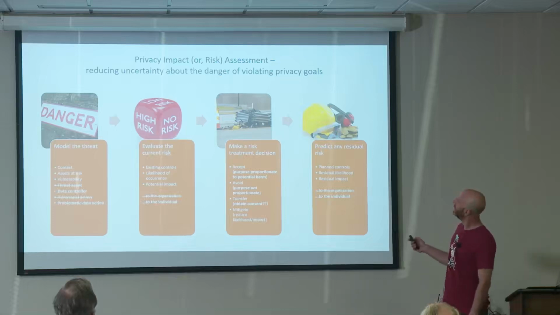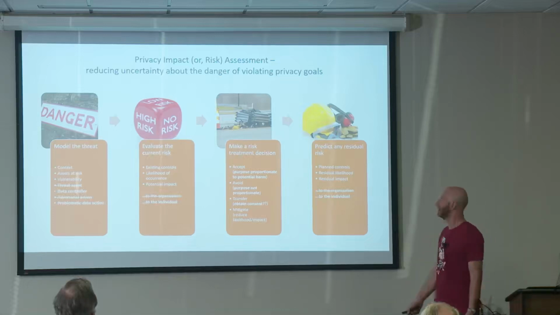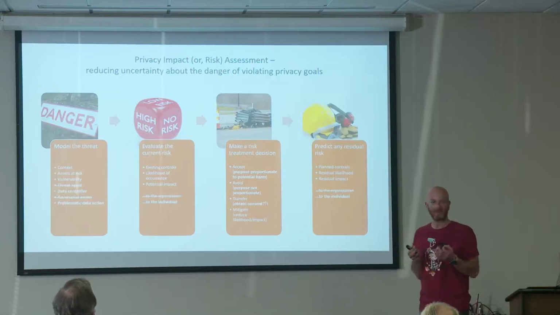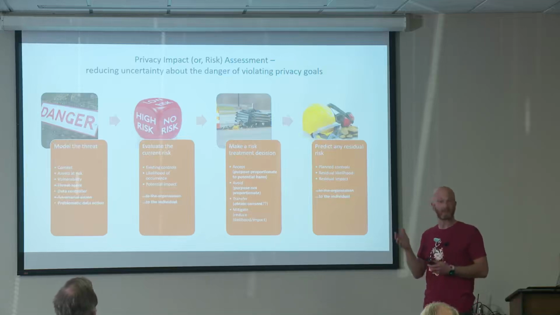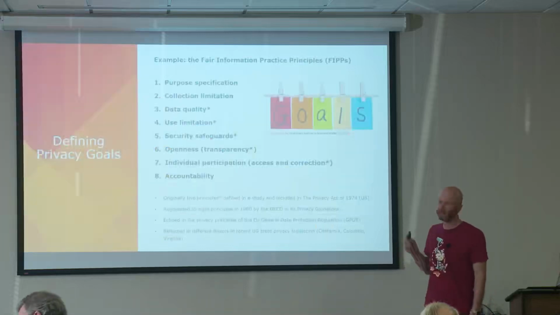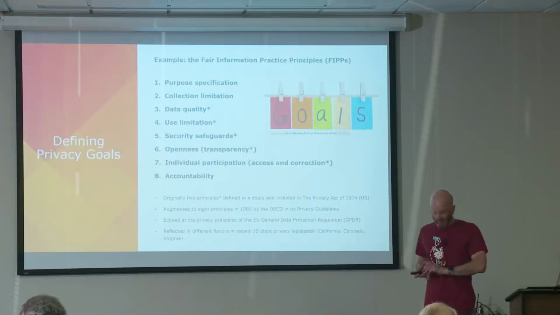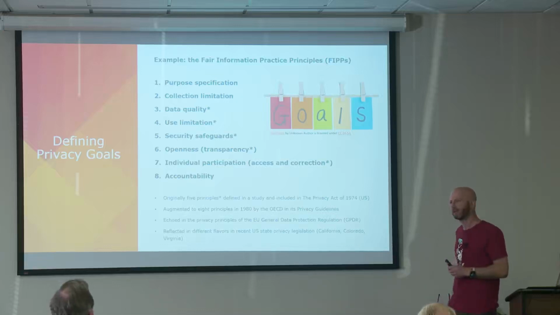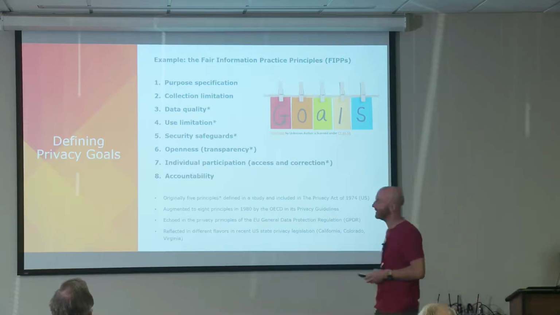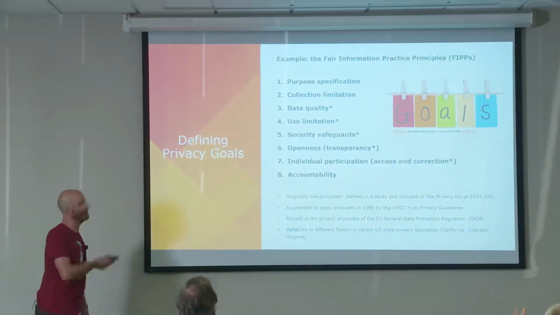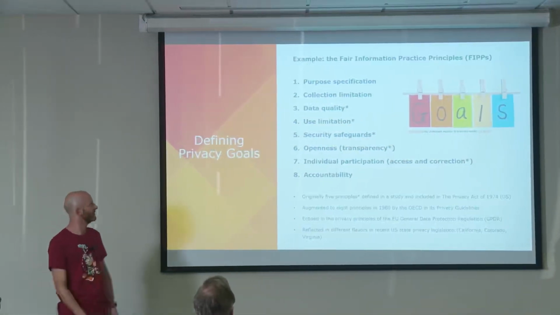I put up here that risk assessments are really about reducing uncertainty about what might happen in terms of our goals being violated, right? And we looked earlier at the security goals, CIA. So the question then is, what are our privacy goals? Privacy goals are maybe not as uniformly codified as security goals. They vary a little bit more in the definitions depending on where you look. But really common principles are the Fair Information Practice Principles, FIPPs.